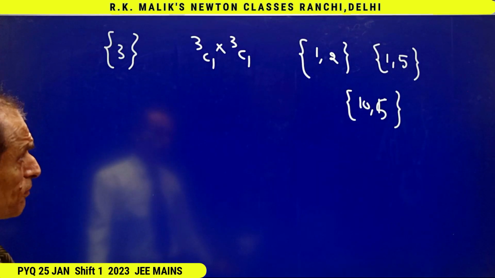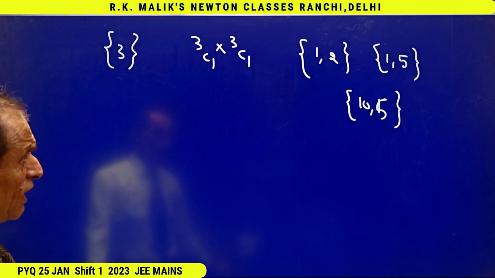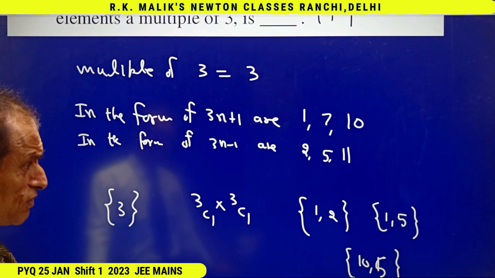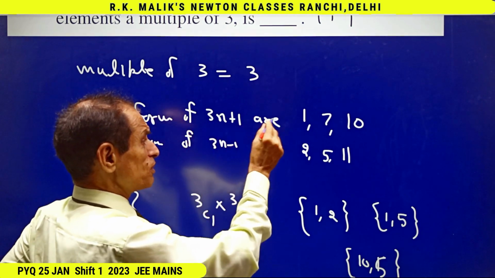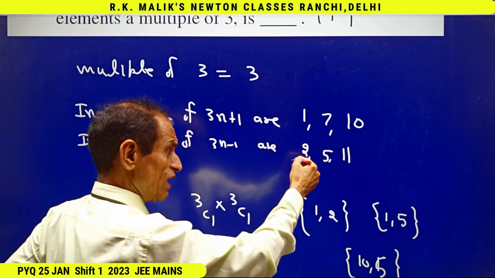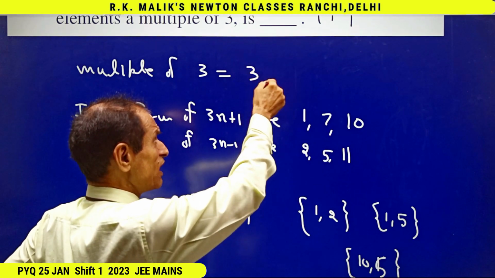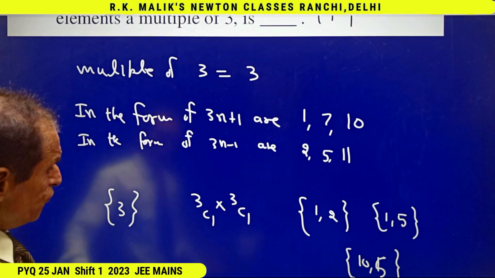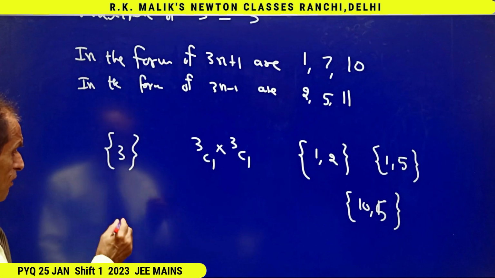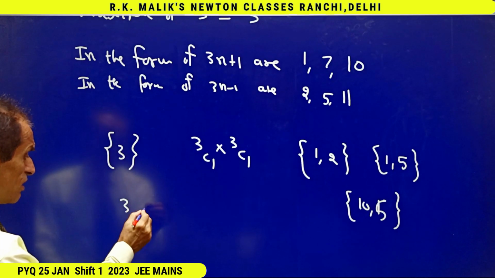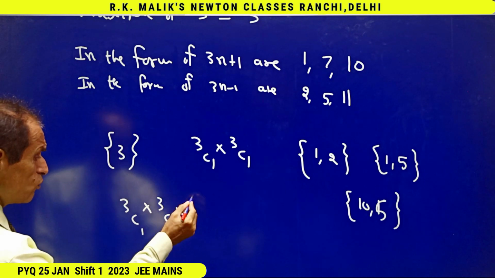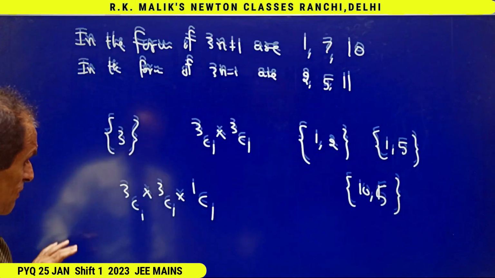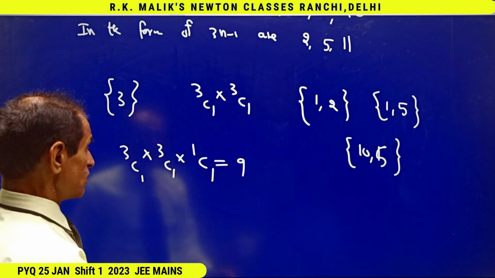And now we find the number of subsets having 3 elements and sum of the elements should be multiple of 3. In the case of 3 elements, for the sum to be multiple of 3, one element should be from here, one element should be from here, and one element should be from here. Then only the sum can be multiple of 3. Therefore, in the case of 3 elements, number of subsets will be 3c1 into 3c1 into 1c1, because there is only one element in it. That is, again I have got 9.